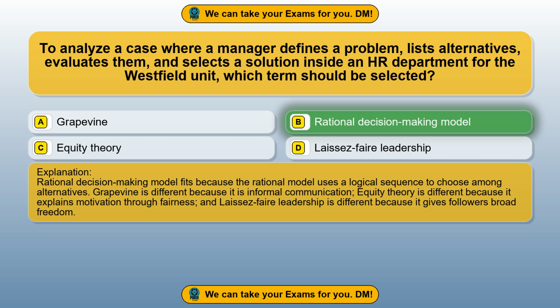Rational decision-making model fits because the rational model uses a logical sequence to choose among alternatives. Grapevine is different because it is informal communication, equity theory is different because it explains motivation through fairness, and laissez-faire leadership is different because it gives followers broad freedom.